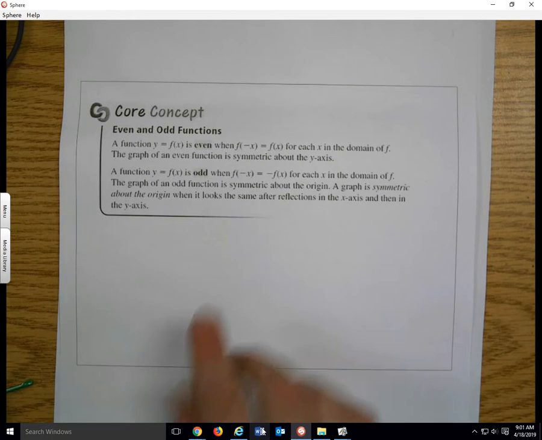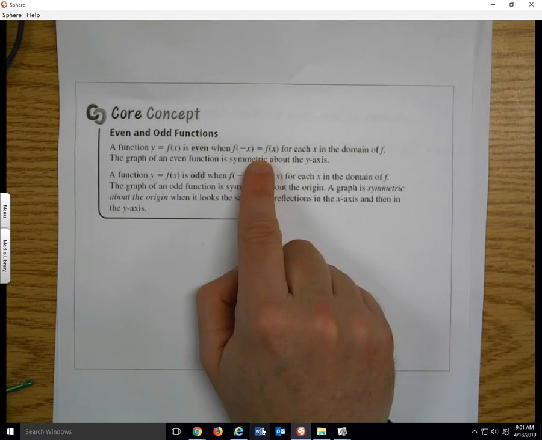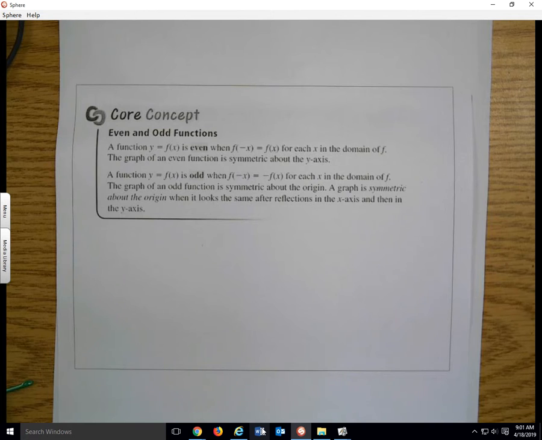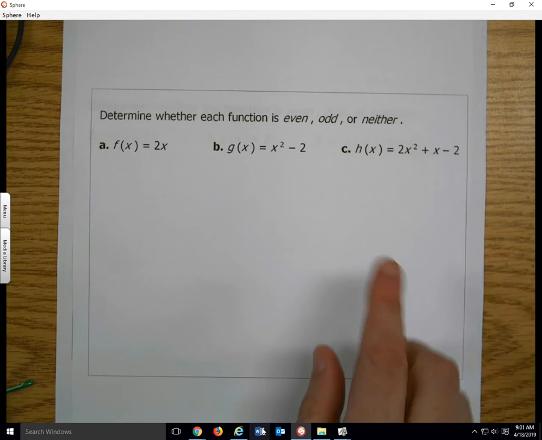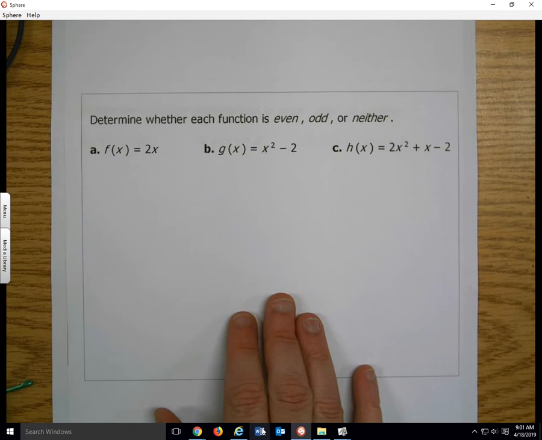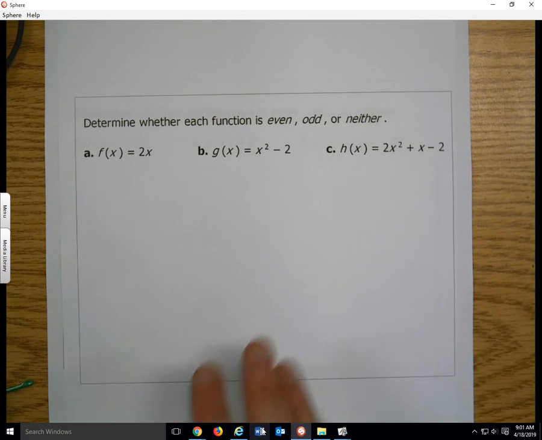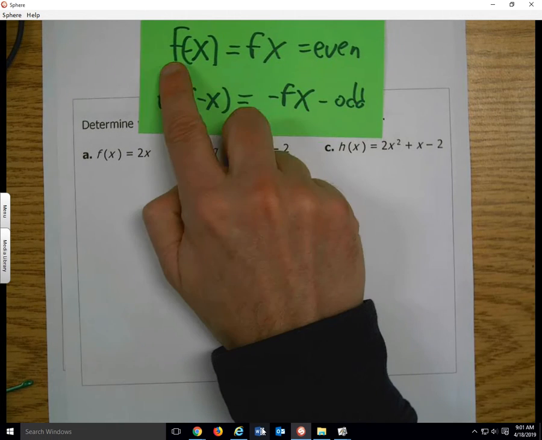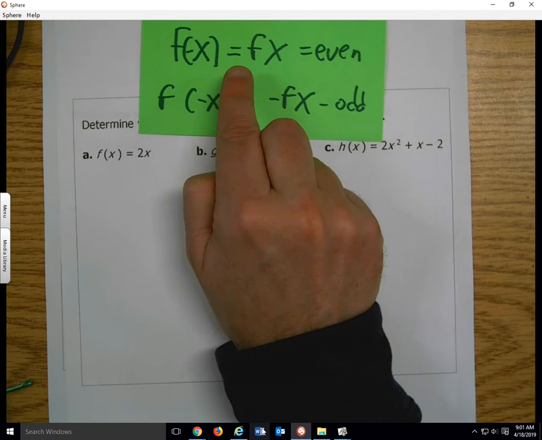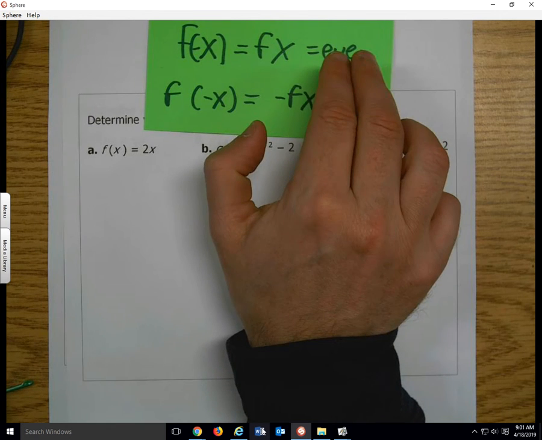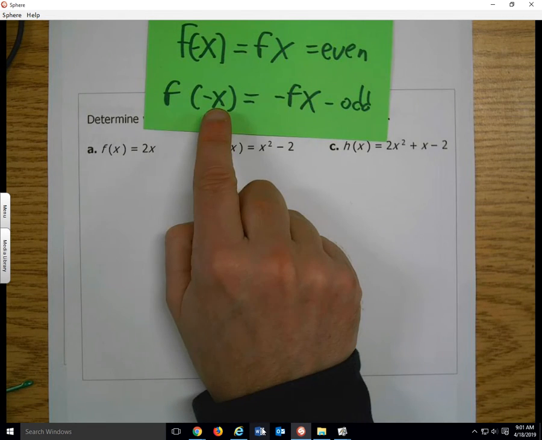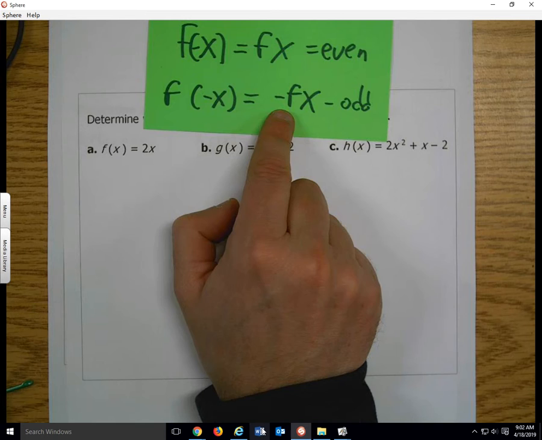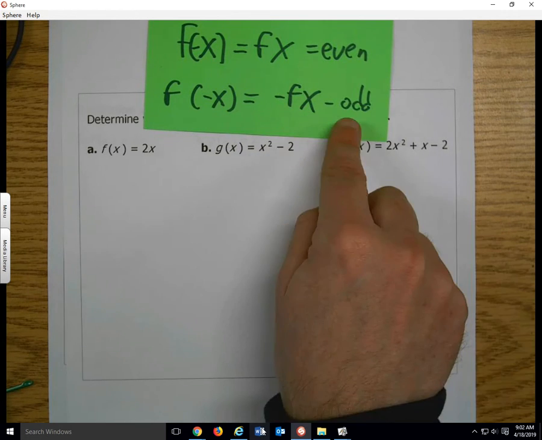So today I want to focus more on this equation part of it. Not so much the graphing, but the equation. It says determine whether each function is even, odd, or neither. And there's three questions here. Here's what you need to know. If f of negative x equals f of x, it's even. If f of negative x equals a negative f of x, it's odd.